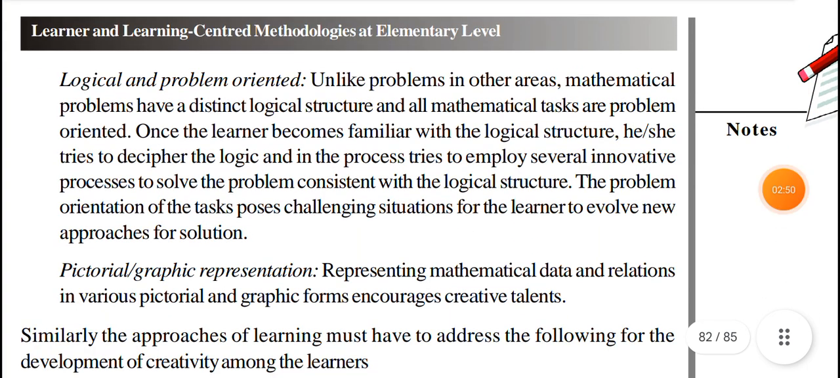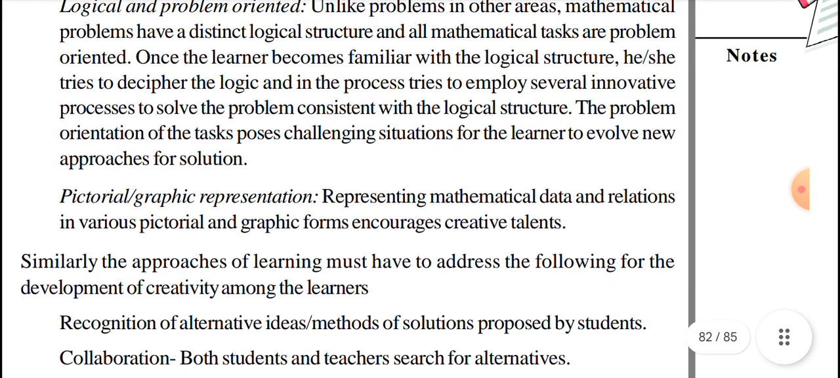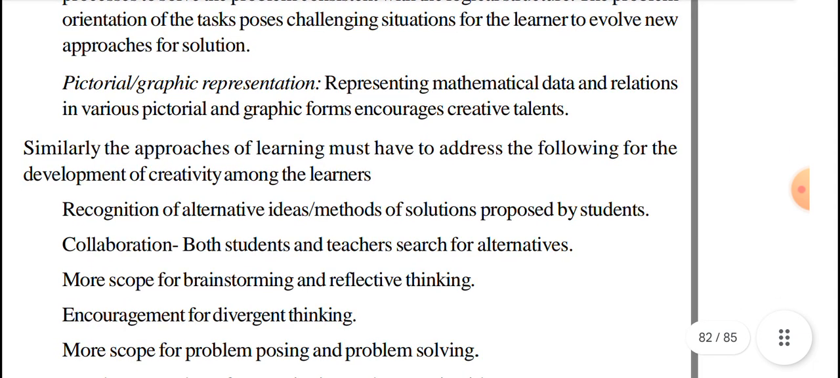Logical and problem oriented. Like other areas, mathematical problems have a distinct logical structure and all mathematical tasks are problem oriented. Once the learner becomes familiar with the logical structure, he or she tries to decipher the logic and in the process tries to employ several innovative processes to solve the problem consistent with the logical structure. The problem orientation of the task poses challenging situations for the learner to evolve new approaches for solution. Pictorial or graphic representation: representing mathematical data and relations in various pictorial and graphic forms encourages creative talents.